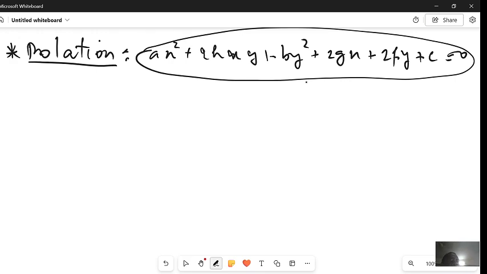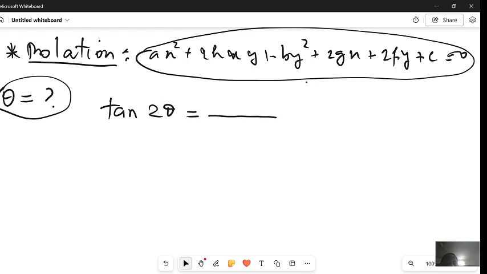First of all, let me determine the value of theta. Theta is the value that is going to be rotated. When I determine the value of theta, I can determine the equation. How can I determine the value of theta? I use this formula, which is tan 2 theta equal to 2h over a minus b. I know the value of h, I can determine a and b from here, or I can use 2 tan theta over 1 minus tan square theta.